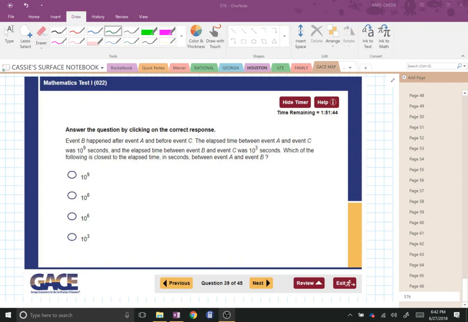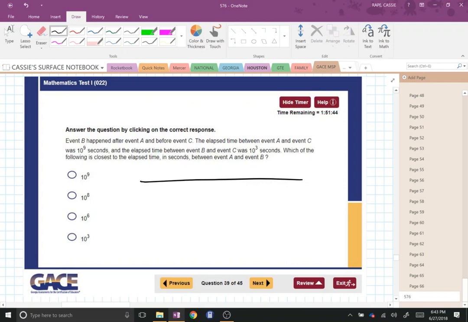This is question 39. We're getting real close to the end of a 45 question test. This is 022 for the ETS Practice Test. You're given a series of events, and so let's just make kind of a timeline here.